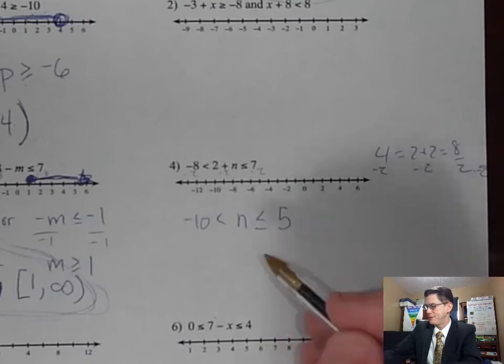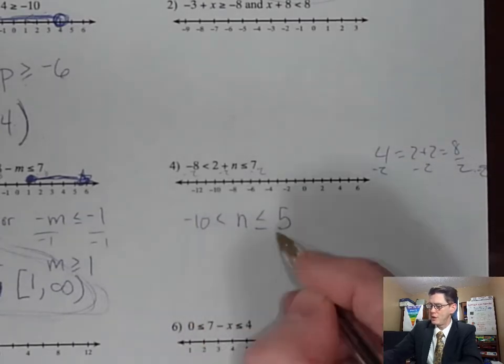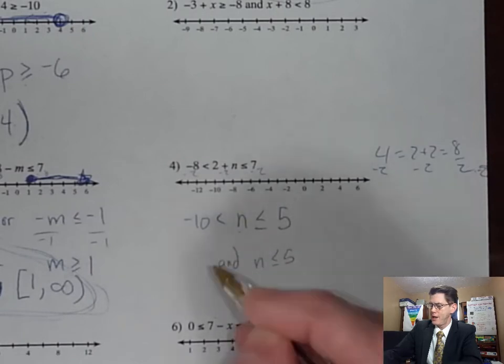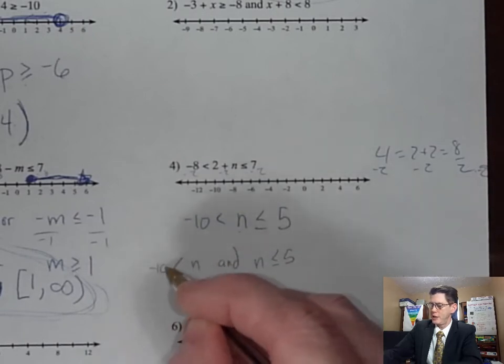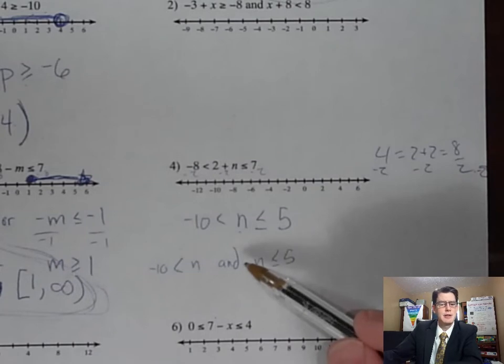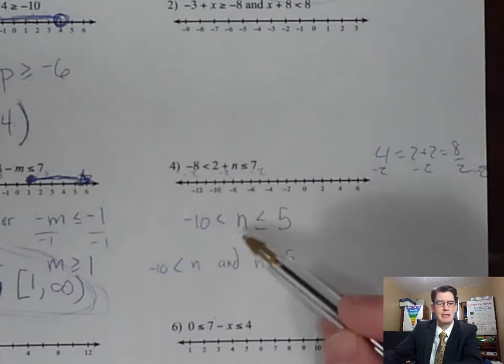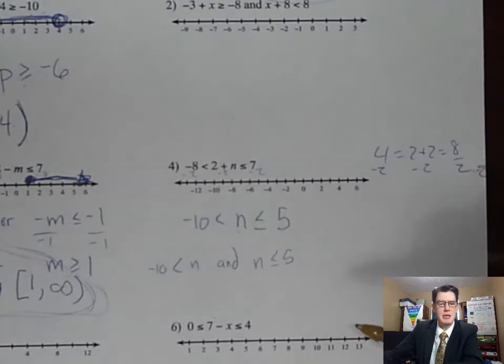If you find sometime later, someone might write, well, it's where n is greater than or equal to 5 and where n is less than -10. You might see someone break it up into the and statement. I like, for simplicity, just keeping it as it is.